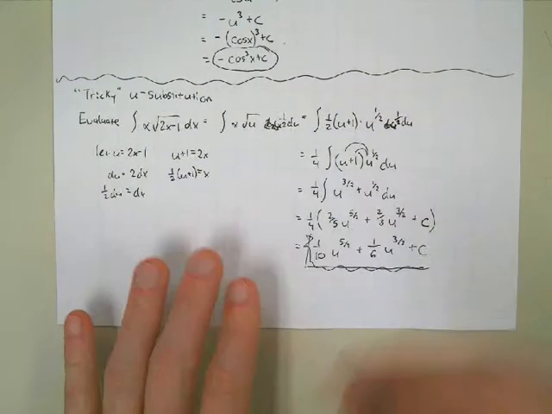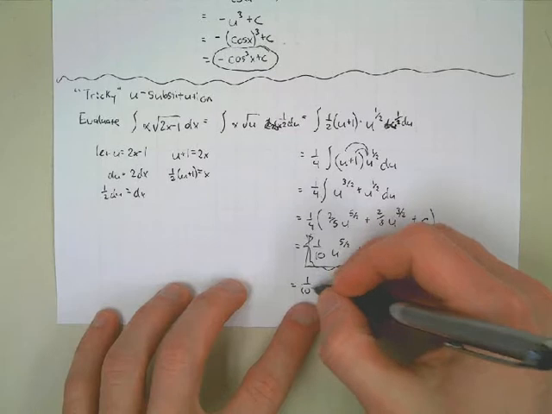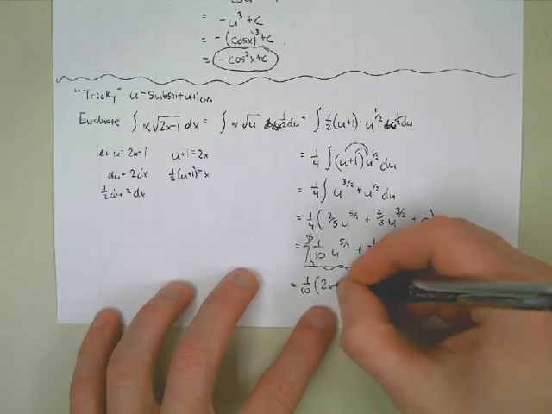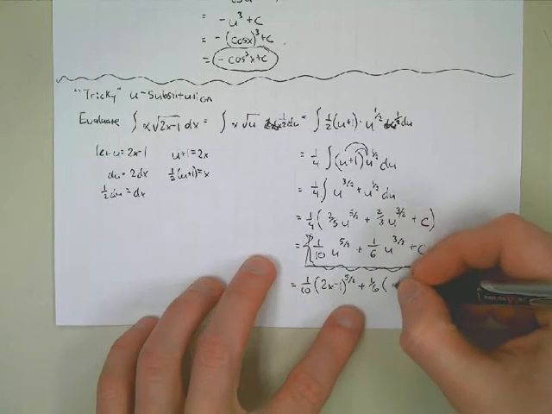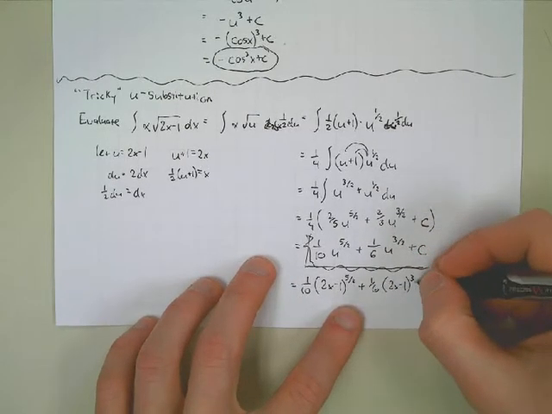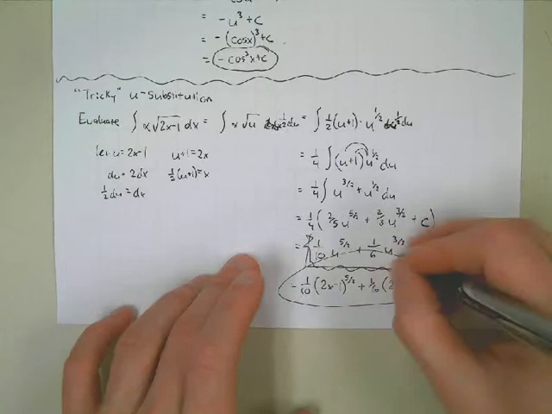Oh no, I'm not done yet. Our final step here is to replace the u with 2x minus 1. And there it is.